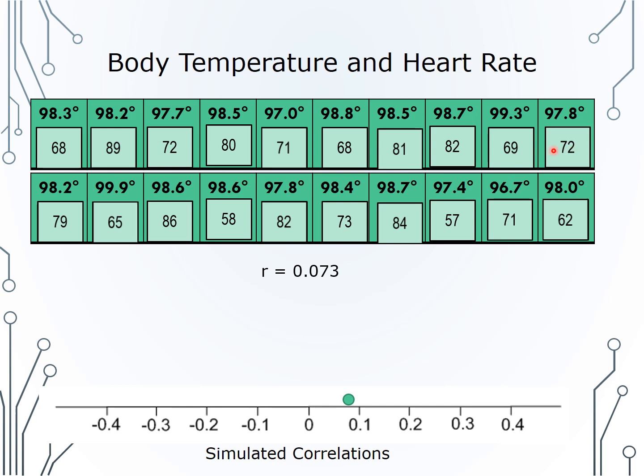Because we assume that body temperature is not impacting heart rate, we can say that these heart rates should just be shuffled up and are completely independent of the body temperatures. I get a new correlation coefficient of 0.073. Does that make sense that it is less extreme or closer to zero than our observed? Of course, because we're assuming that the correlation coefficient is in fact zero. So we would expect to get correlation coefficients around zero.